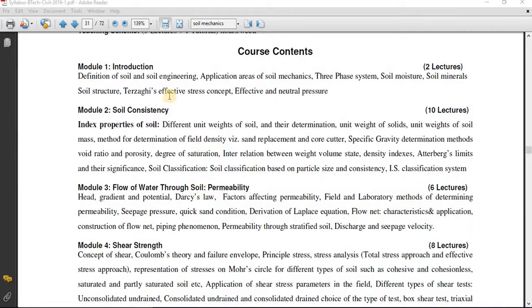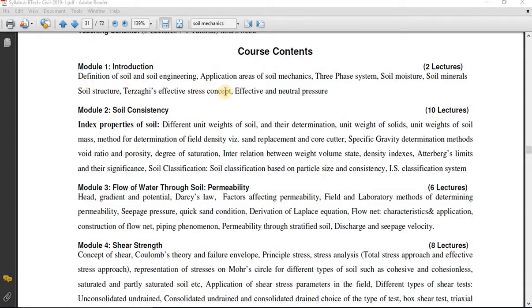So today we are going to see about the soil mechanics subject. I have opened the syllabus to make you understand how much we have covered till today and how much we are going to cover in further lectures. You can see definition of soil engineering, application areas, three-phase system, soil moisture and soil minerals and soil structure we have covered till today in first unit.